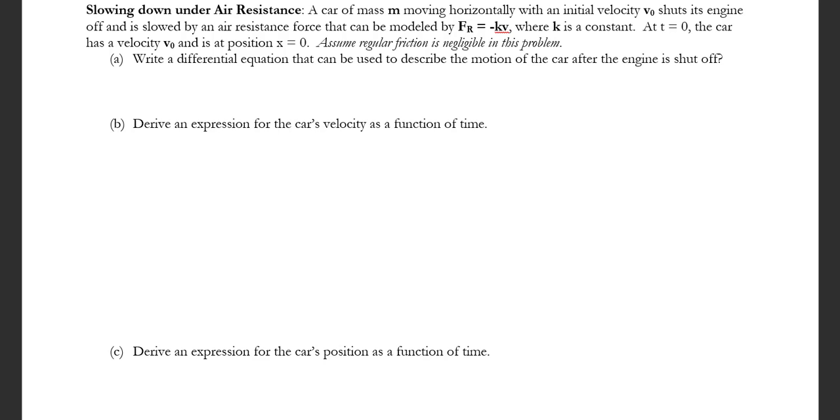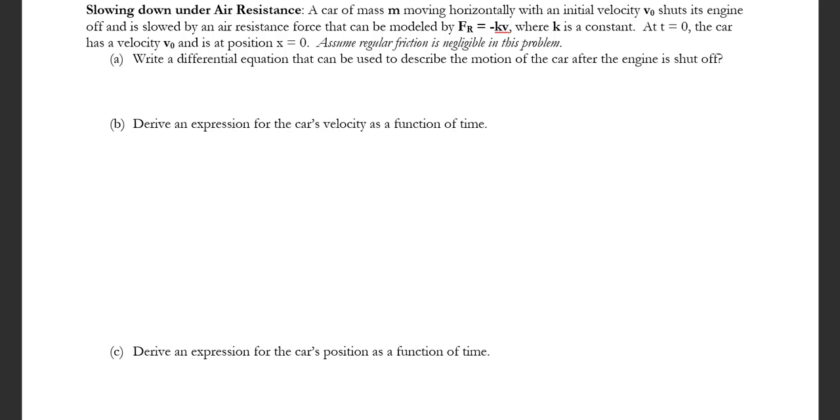But anyway, here we have a car slowing down under air resistance. There is no force pushing the car forward. It says the engine shuts off. So it's just a car that has an initial velocity and is slowing down under air resistance. We're also going to assume here, since it's our first problem, that friction is negligible, although in real life it probably would have some friction in this situation.